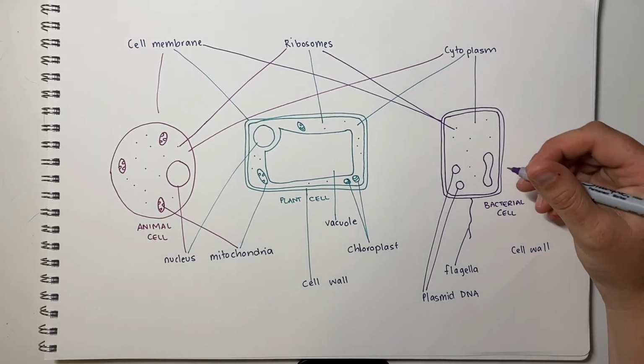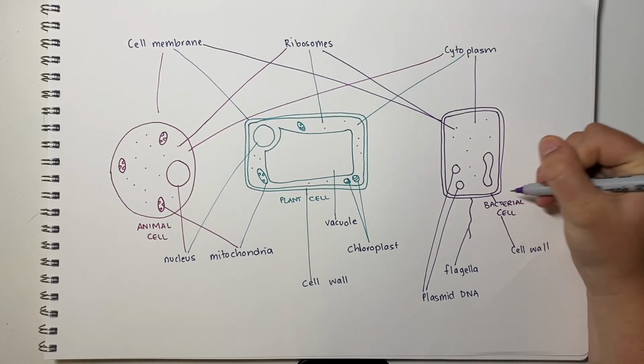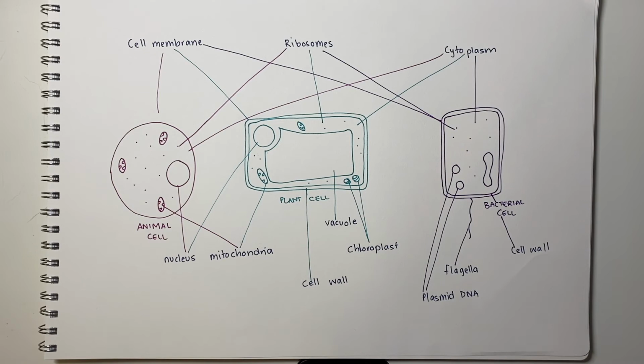The cell wall of a bacterium is actually made of polysaccharide and protein, and it provides the structure of the cell. It's key to remember that the cell walls of bacteria are very different to those of plant cells. They are not made of cellulose.